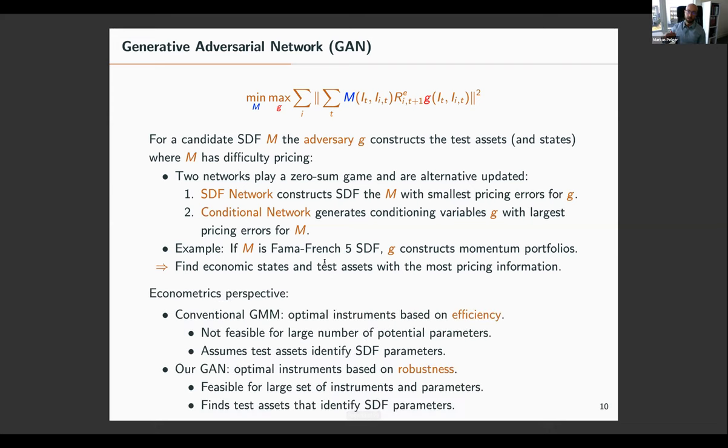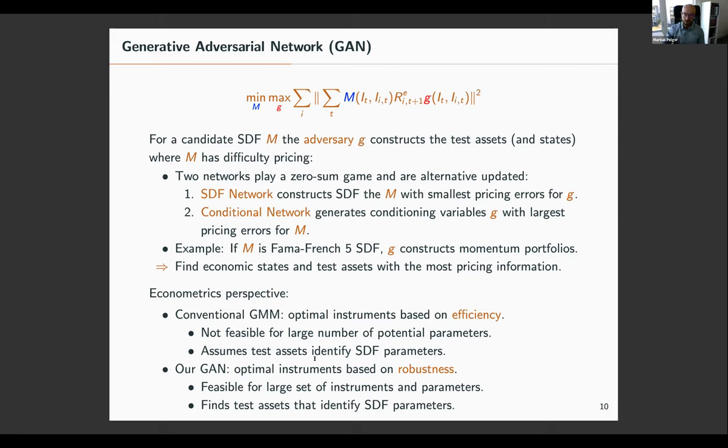Now, finding optimal instruments is something that econometricians have obviously done in the past. In the conventional GMM framework, these arguments are based on efficiency. Now, that is not going to work here. The reason is that I have an infinite number of parameters without necessarily a normal distribution for the estimator, and an infinite number of candidate instruments. So the standard arguments break down here.